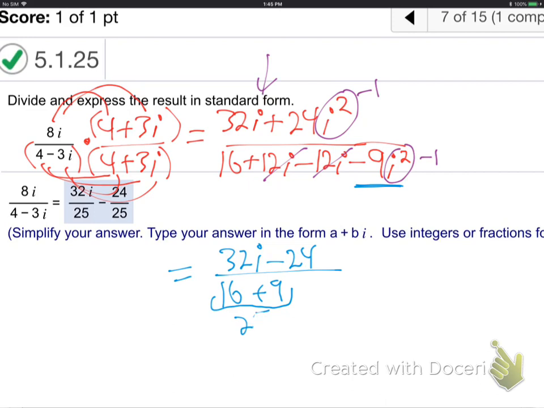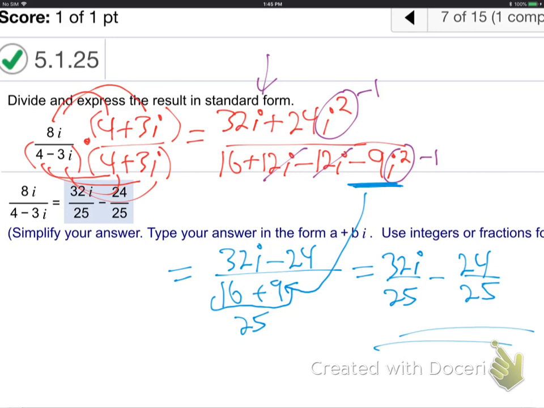Right, we good there? Everybody see what happens? That minus 9i squared became plus 9 because i squared is -1. It changes the sign of whatever it's next to. So then we've got to separate them: 32i over 25 minus 24 over 25. There we go. We're done.